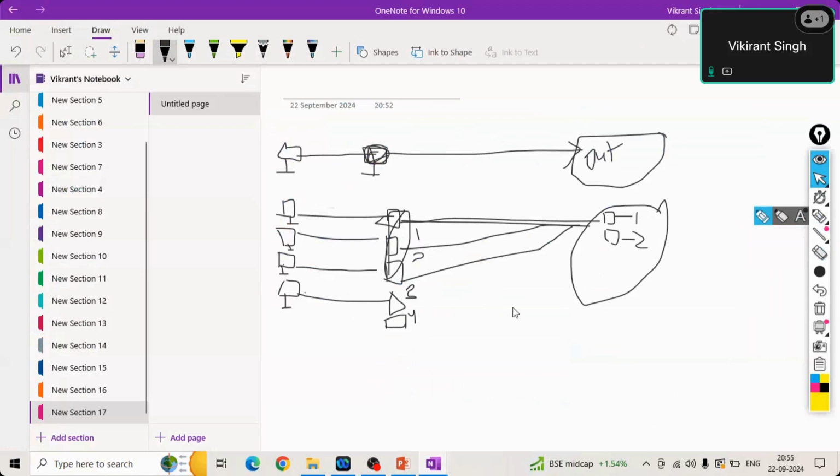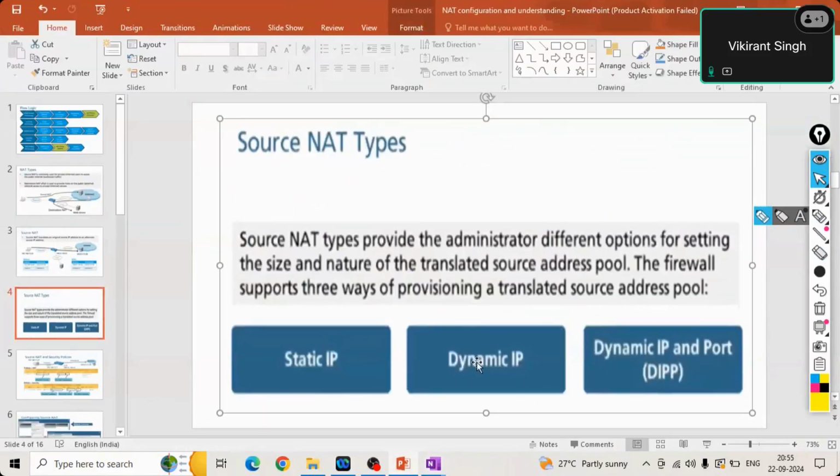What is important? VIPP, what is that? Destination interface, dynamic IP and port. The port will be segregating, so the IP will remain the same as the dynamic, but the port will be different. A port number will be added to every request.